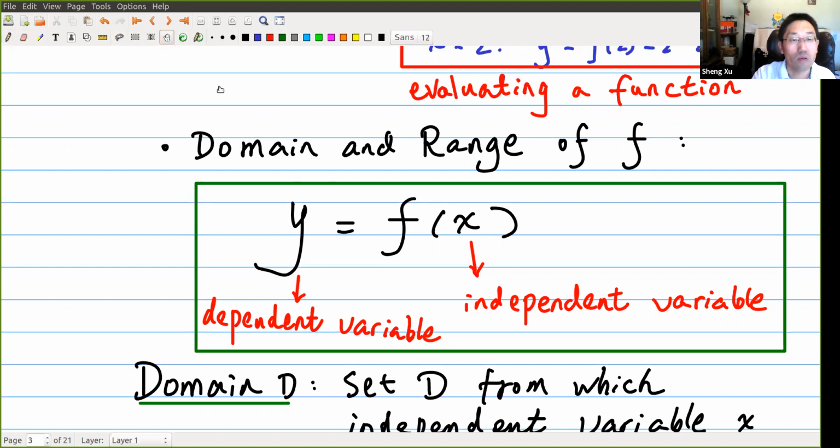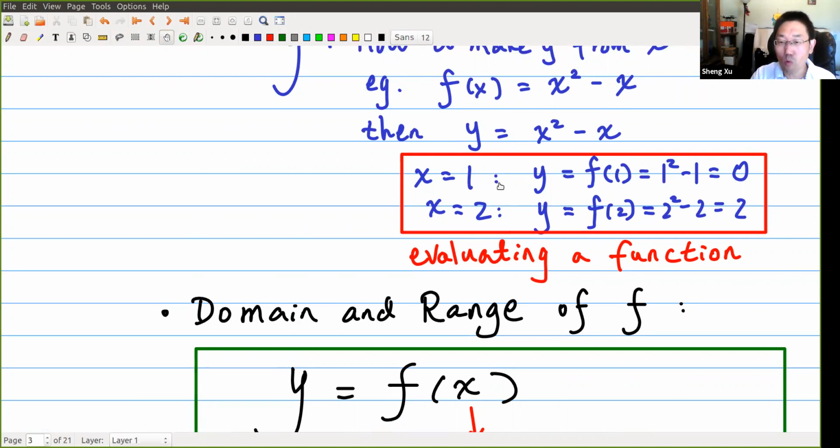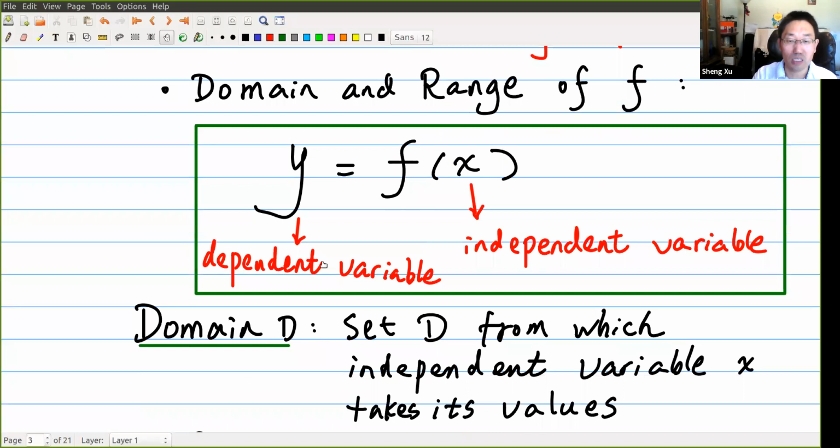Right, so I can take 1. Then after x is equal to 1, you input it into the machine. So y is not independent at all, right? Y depends on that x, remember? So y, you use this 1 to make that y. So y depends on x. So that's this y variable, which is called a dependent variable because it depends on what kind of input you give me.